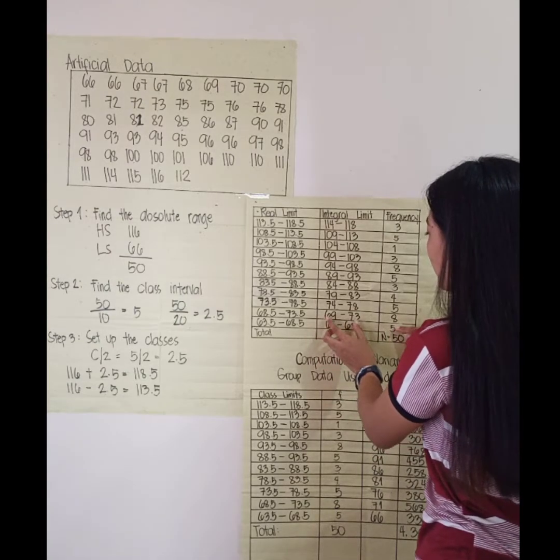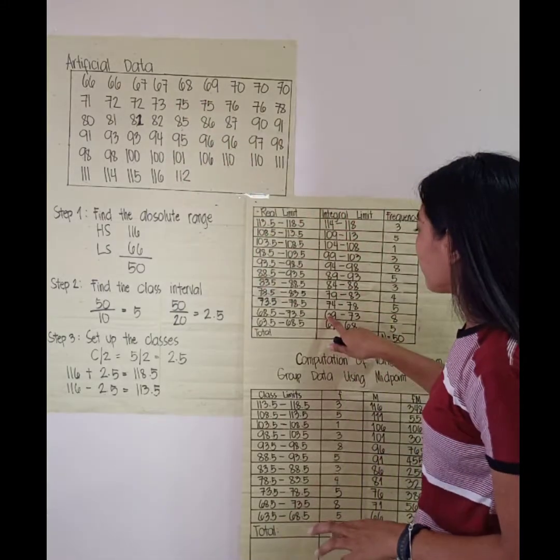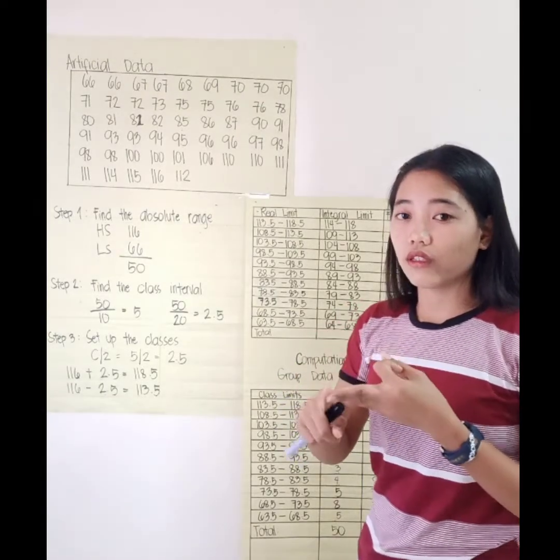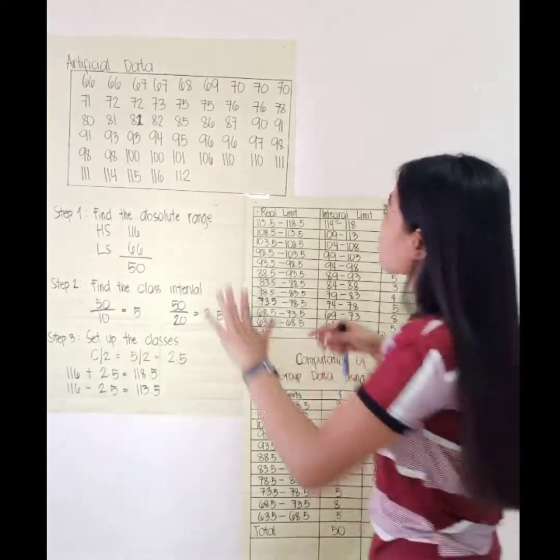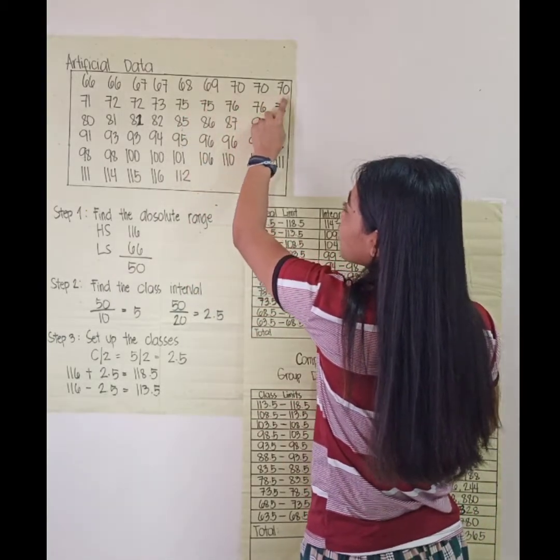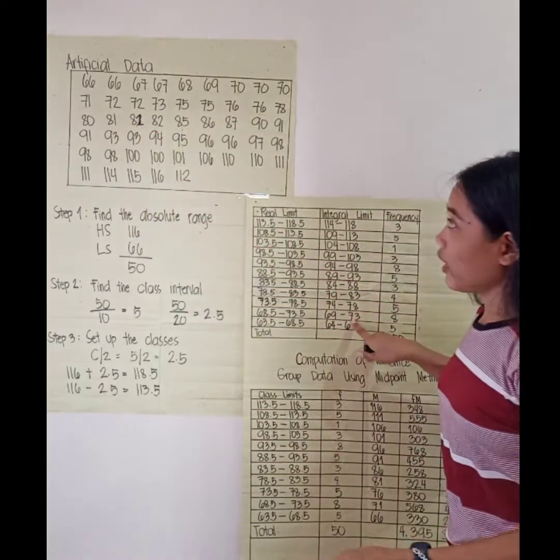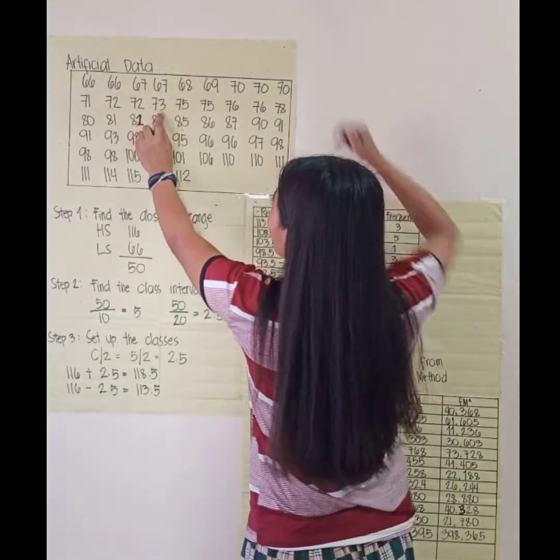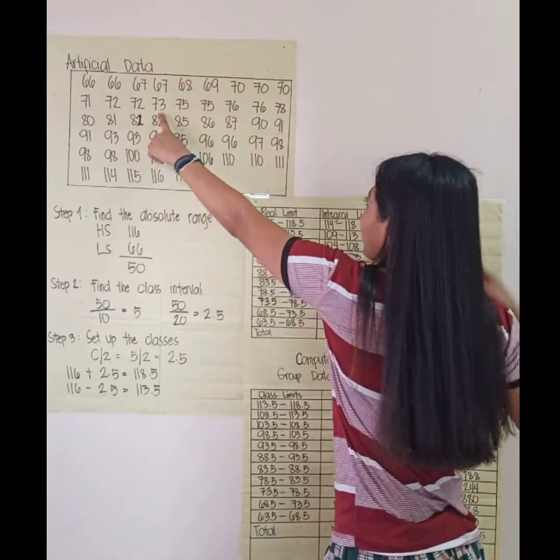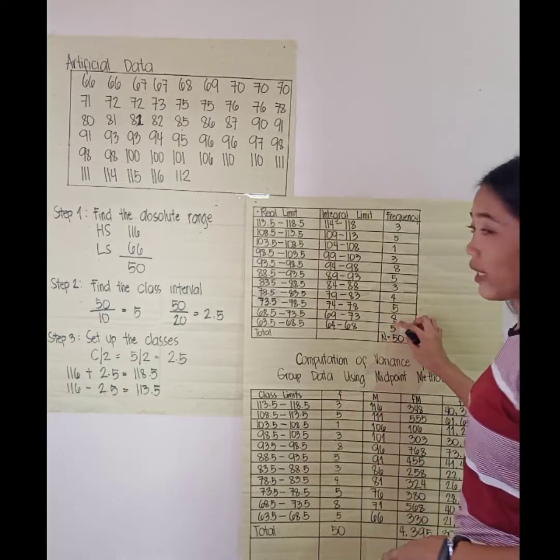Next, 69 to 73. Locate the scores that belong inside 69 to 73. We have 69, 70, 71, 72, and 73. Let's start with 69. We have 69, 70, 70, 71, 72, 72, 73. So until 73: 1, 2, 3, 4, 5, 6, 7, 8. We have 8 scores, so we put 8.